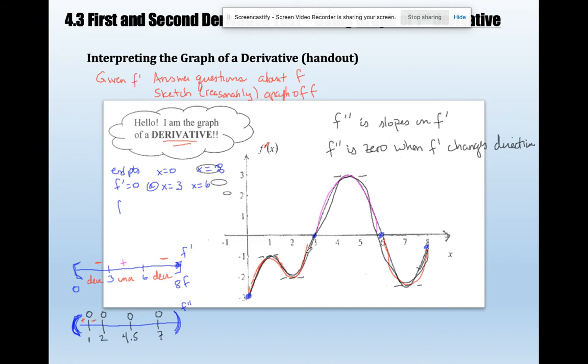The slopes on F prime are positive. The slopes on F prime are negative. The slopes on F prime are positive. Notice I'm going to put an intermediary step here on my number line. I'm not going to put F down there. I'm going to put F prime. When the derivative of F prime is positive, F prime is increasing.